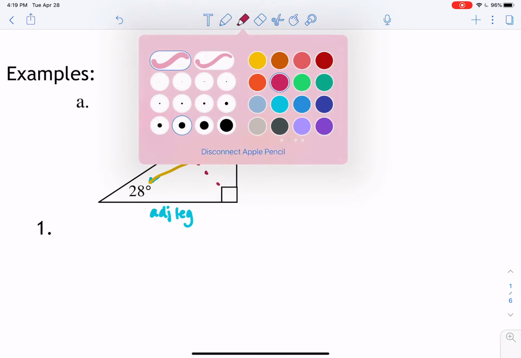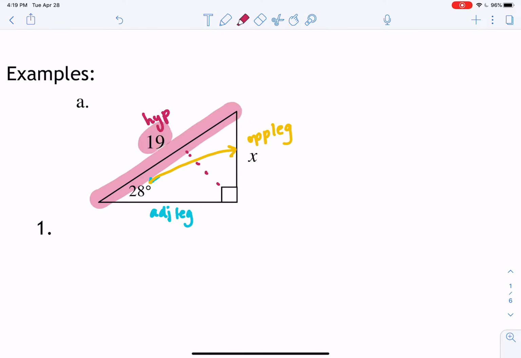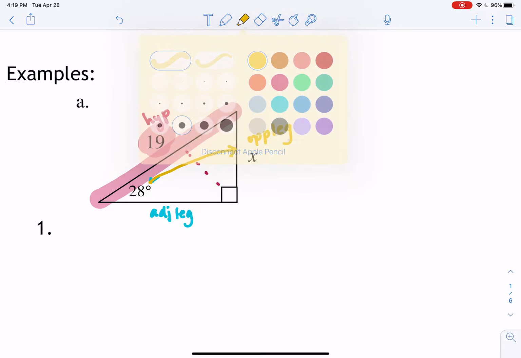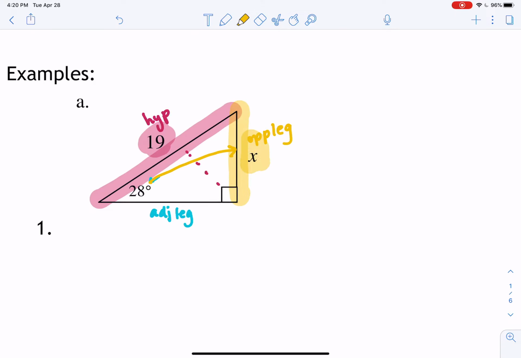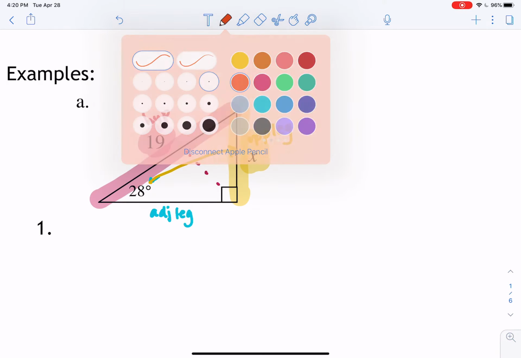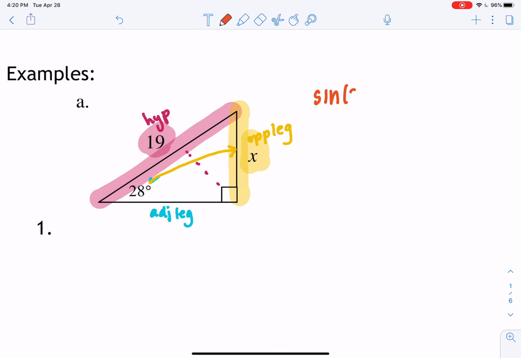This means that we have information about the hypotenuse because it's 19, and we have information about the opposite leg because it's x. That's what we want to find. So we have O and H, which means we're going to use sine. Sine of 28 degrees is equal to our opposite leg, x, divided by our hypotenuse. We want to get x alone, so we're going to undo by multiplying by 19 on both sides. 19 times sine of 28 degrees equals x.